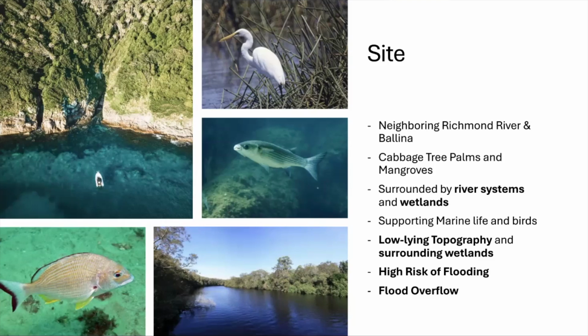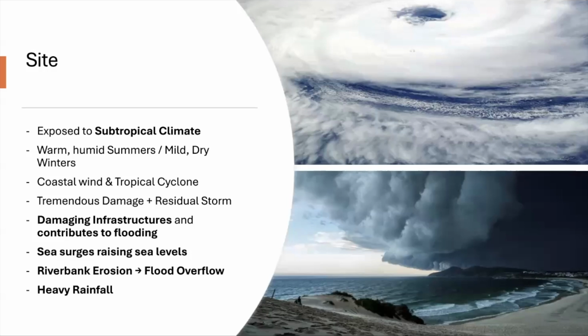And the island is exposed to a subtropical climate, which means typically it experiences warm, humid summers and mild, dry winters. In summers, the temperature can go up to 30 degrees or higher. And in winters, it drops down to 12 to 15 degrees. However, due to its proximity to the Pacific Ocean, it's frequently exposed to powerful coastal winds.